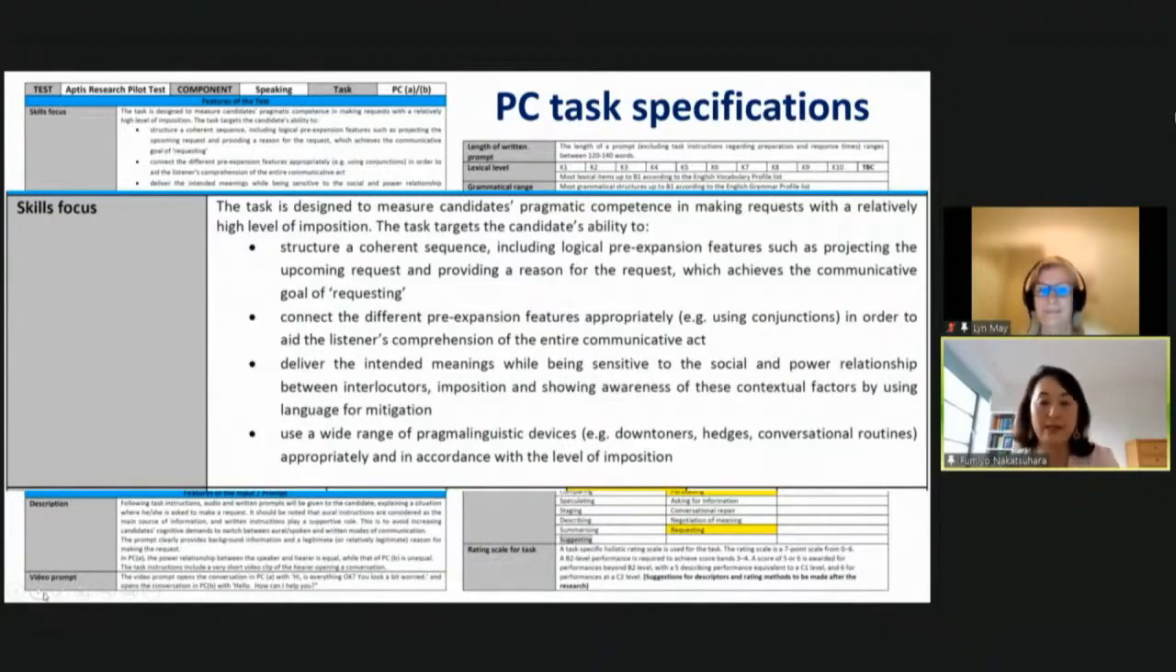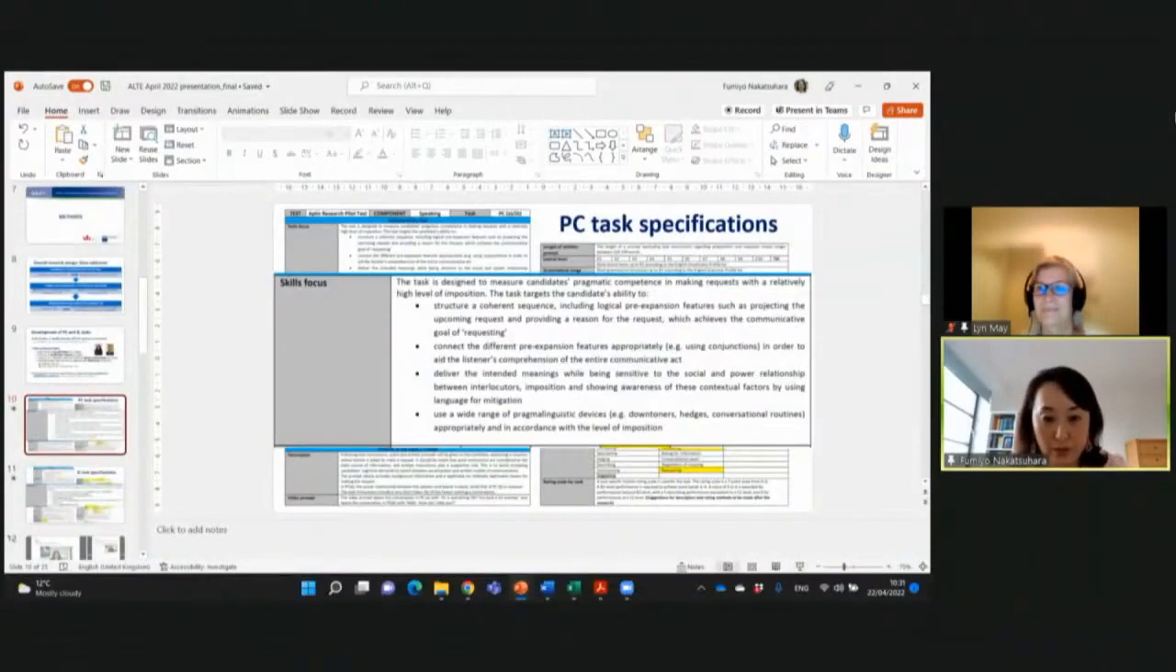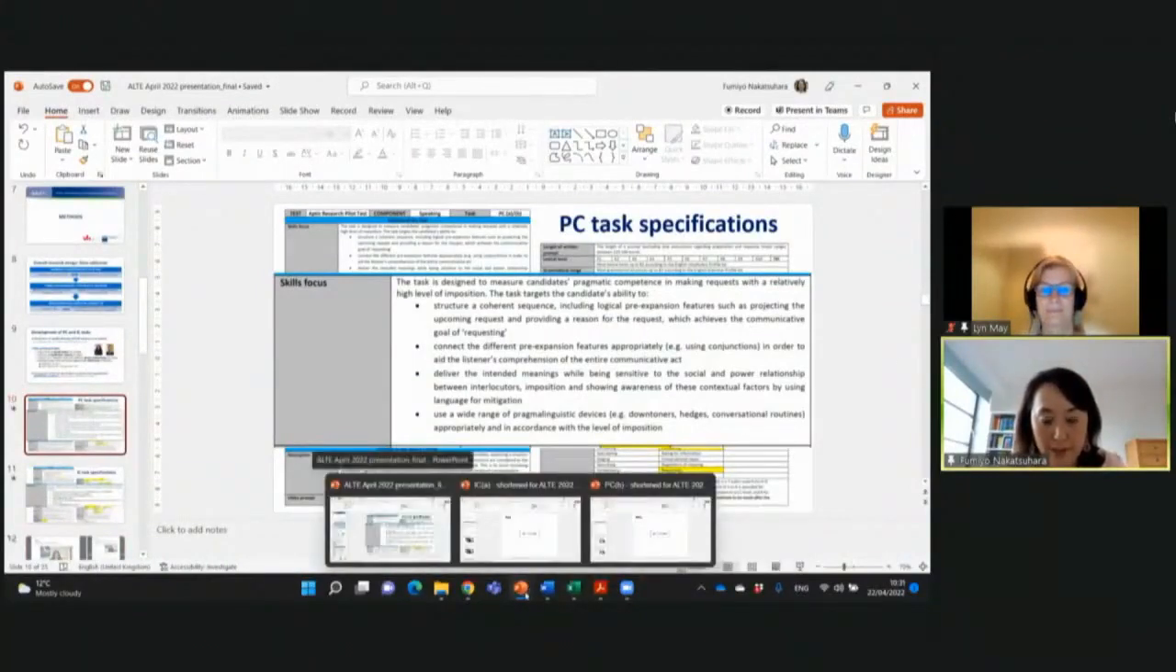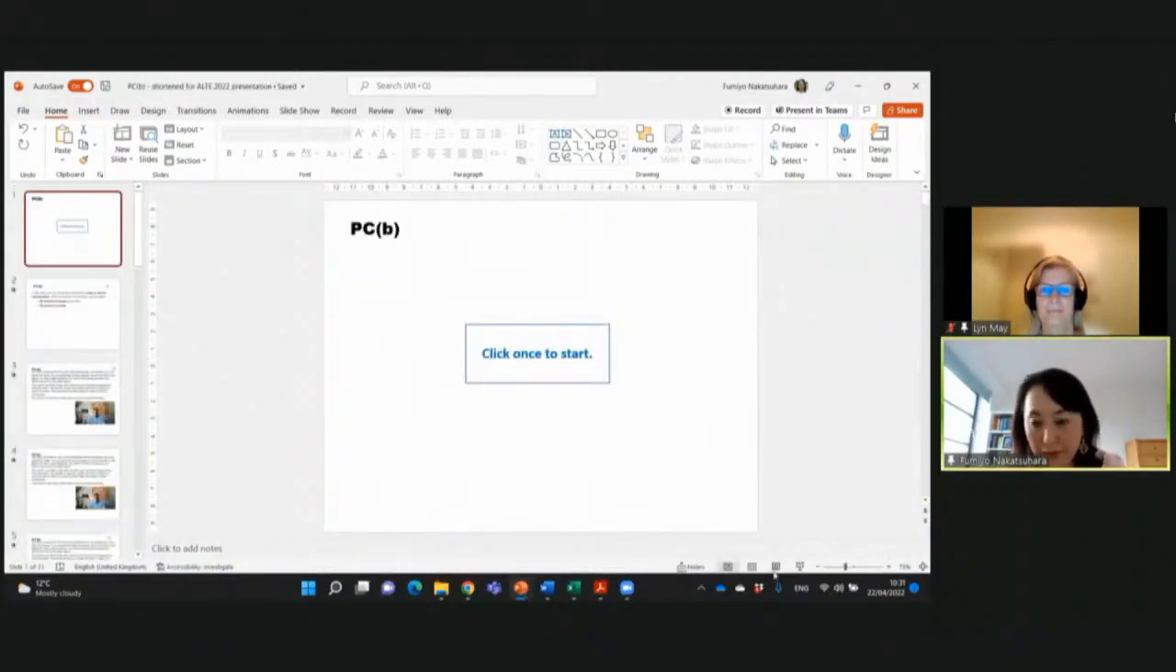And the task targeted the candidate's ability to structure coherent sequence, including logical pre-expansion features such as projecting the upcoming request, etc., to achieve the communicative goal of requesting, okay? And also the ability to connect different pre-expansion features appropriately and to deliver the intended meanings while being sensitive to the social and power relationship between interlocutors, imposition, and showing awareness of those contextual factors by using language for mitigation. And lastly, to use a wide range of pragmalinguistic devices appropriately. Okay, so now I'm going to show you the first task, the PC task we developed. Hope you will enjoy it.